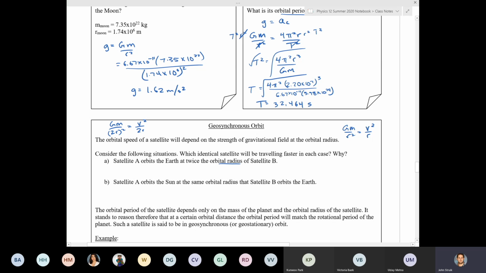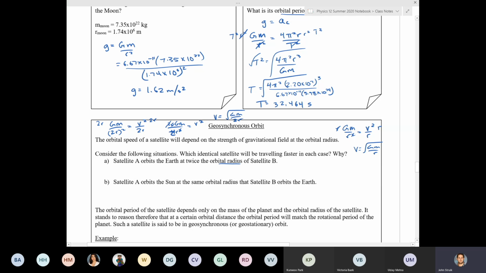So let's solve this one for v first. We're going to multiply by r, those are going to cancel out, and we get v equals the square root of GM over r. Remember that formula we had? Now for this one, we're going to multiply by 2r, but this is going to be 2r GM over 4r squared equals v squared. And so the v here is going to equal the square root of GM over 2r.